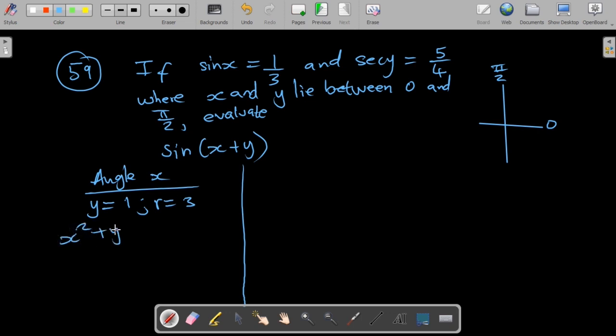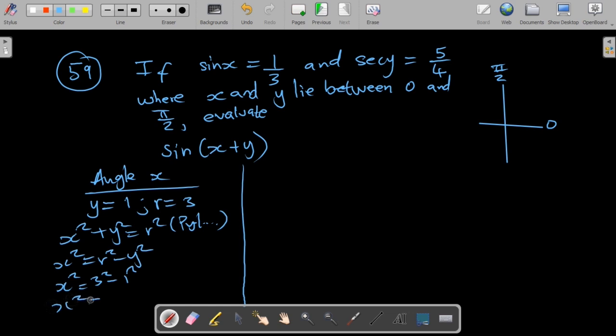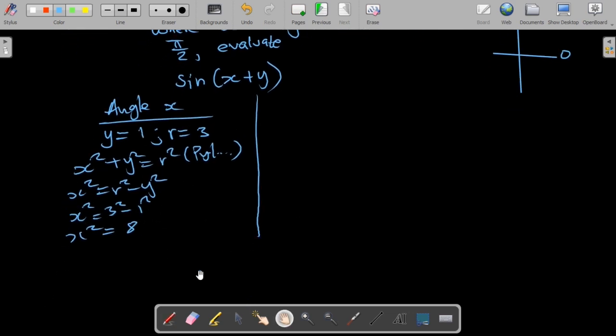So x squared plus y squared equals r squared, and this is the Pythagoras theorem. And that x can be found this way. Our r is 3 squared, and this is 1 squared. So this is 9 minus 1, which is 8. So our x squared will be 8. Then here, our x would be plus or minus the square root of 8.